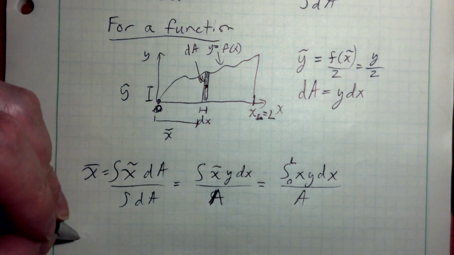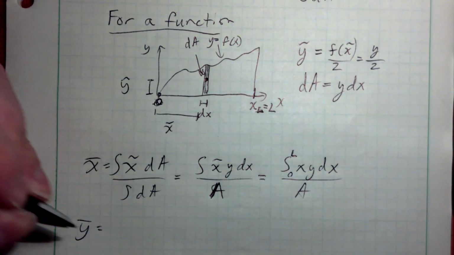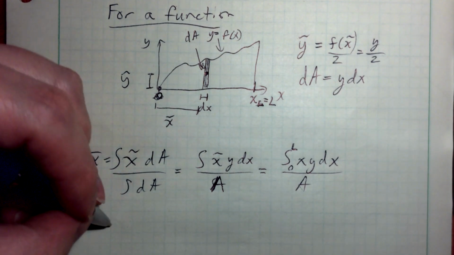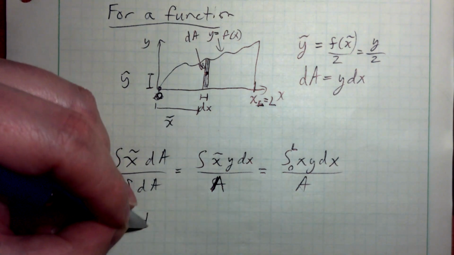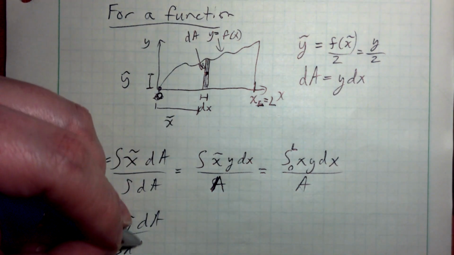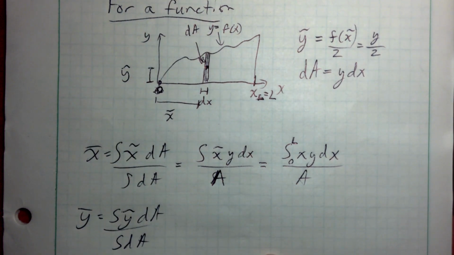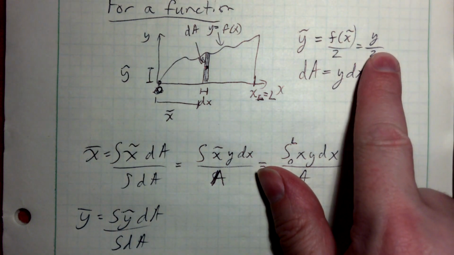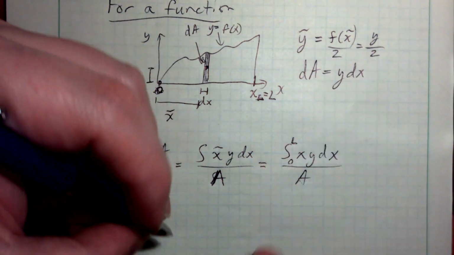And then if I need to find the y bar, which of course is the integral of y tilde dA divided by the integral of dA, well, if I substitute in here, y over 2 is what y tilde ends up being simplified to.